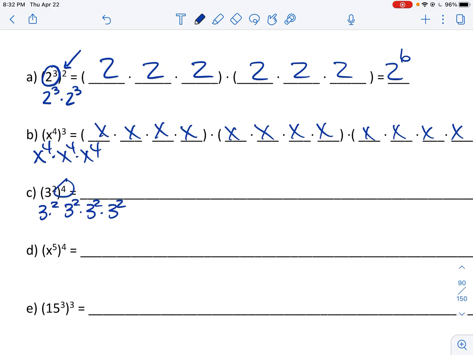So I'm going to write it all out. So I have 2 3's, I have 2 more 3's, I have 2 more 3's, and lastly, I have 2 more 3's. So how many 3's do I have? I have 8 3's.